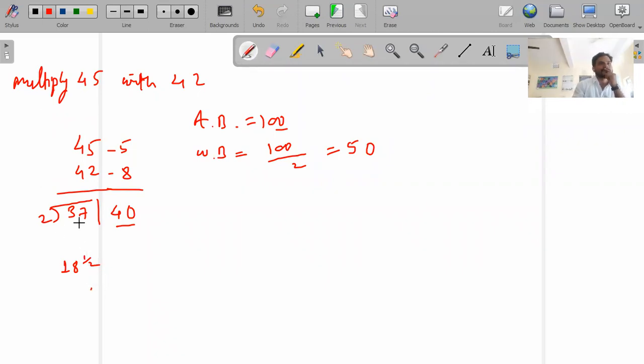Am I right? 1 will be the remainder here. When we divide this 37 by 2, 1 will be the remainder, so 1 by 2 will be there. Okay, and this 40 is on the right hand side.